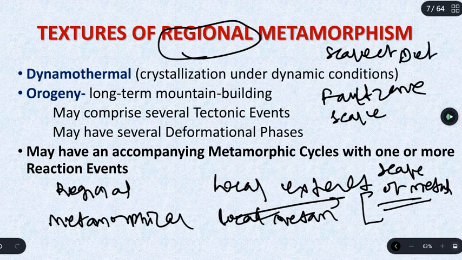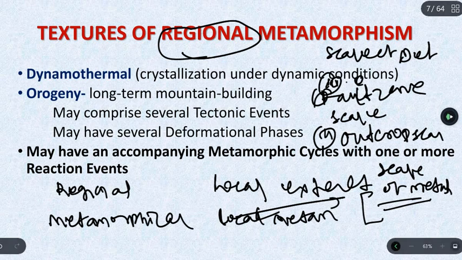Fault zone scale or outcrop scale, and then there is the tectonic scale. Whatever tectonic activity is happening, whether plate movement occurs, plate deformation occurs, that is called the plate scale, right? Am I right or wrong? So this is the basic texture due to regional metamorphism, in dynamothermal conditions. What is it? Crystallization under dynamic conditions.